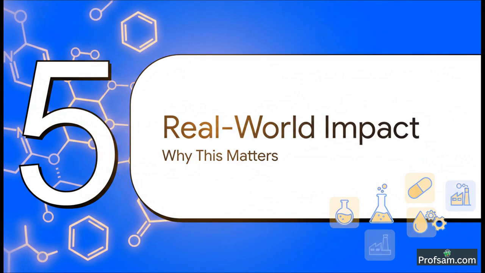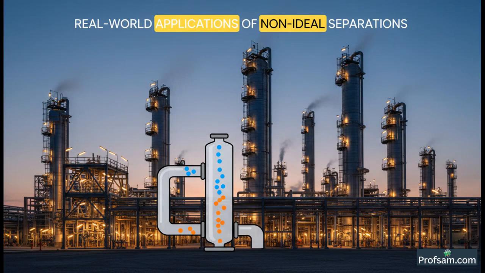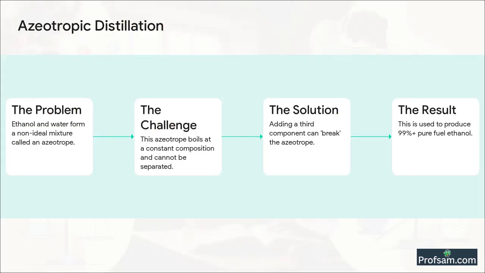So you might be thinking, why do we care so much about this distinction between ideal and non-ideal? Well, it turns out this concept has very important practical applications in the real world. This concept is not just theory for your textbook. Understanding this non-ideal behavior allows chemists and engineers to perform separations of liquids on a huge industrial scale that would otherwise be impossible. A key example is in making fuel-grade ethanol.